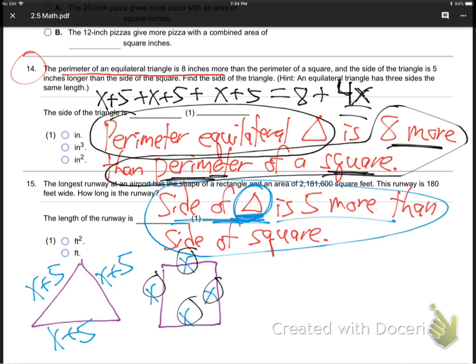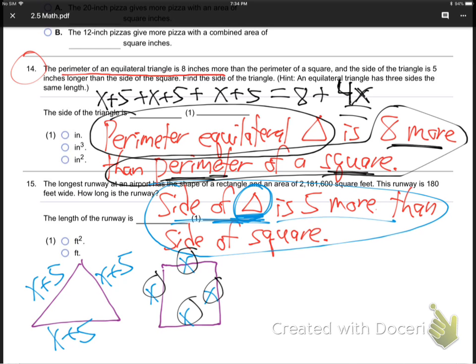There's our equation. So x plus 5, x plus 5, x plus 5, the perimeter of the triangle, equals 8 more than 8 added to 4x, which is the perimeter of the square. I started with the last sentence to put my x's and my x plus 5s, because that just looked easier. And that's the first part of the equal sign, right? The left side? Yeah, whatever comes before is the left side.